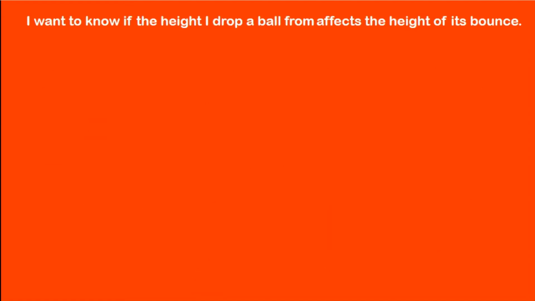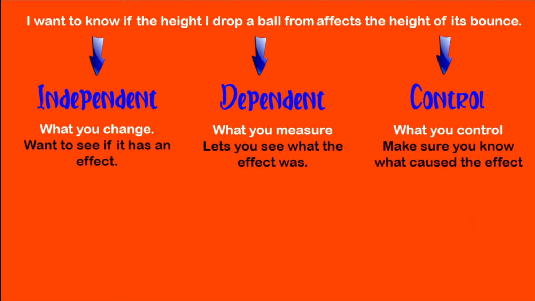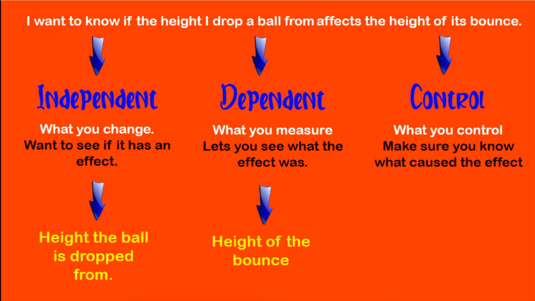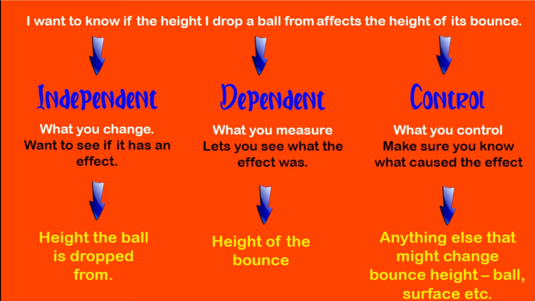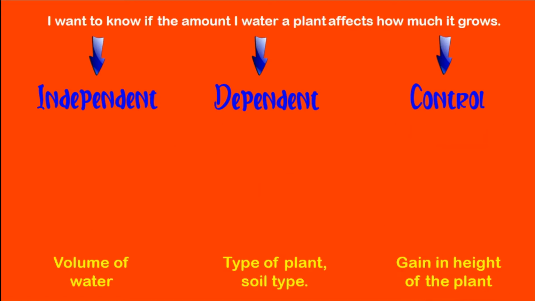So here's an example. Let's say I'm interested in that question on the board. Well, the independent variable, what I change, will be the height of the ball. The dependent variable, what I'm measuring, is the height of the bounce. And the control variable is keeping all those things the same that might otherwise impact the height of the bounce. For example, I want to use the same ball. If I drop a bowling ball from 10 centimeters and then I drop a rubber ball from 20 centimeters onto a trampoline and it bounces higher, I can't be sure if that was the trampoline, the ball, or the height that had the effect. So I want to keep everything the same apart from the independent variable.